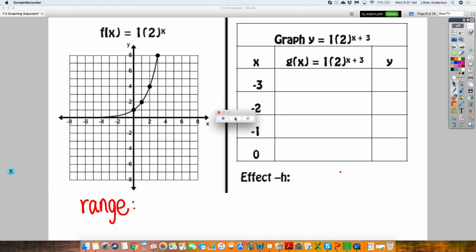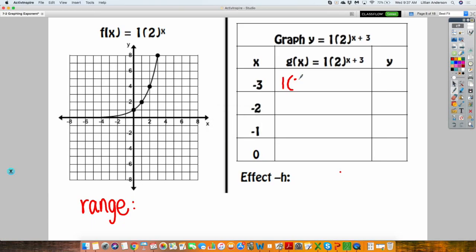So for this one, when you plugged in the values of x into the function, you would have had 1 times 2 raised to the negative 3 plus 3. That became 1 times 2 to the 0 power, which just equals 1. Remember, anything to the 0 power is 1. And then you already had a 1 on the outside, so you just multiplied.